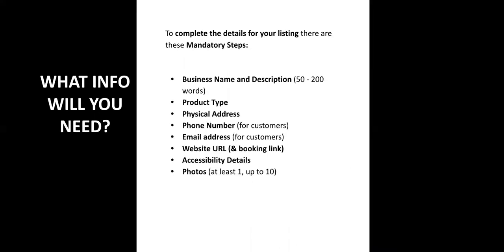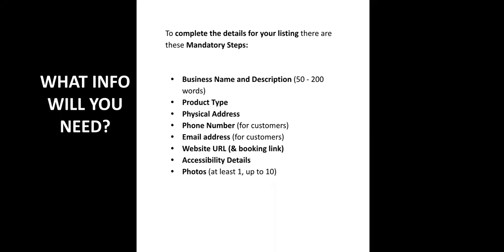Once you've established that you are eligible to list on the site, what sort of information will you need? Well, there's some mandatory information that you have to include in your listing, and then there's also some optional information. The mandatory details that you need to include are all listed here for you, and again, we'll send this out as part of the follow-up as well.